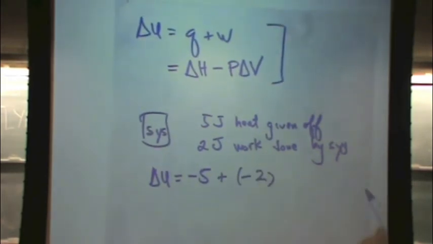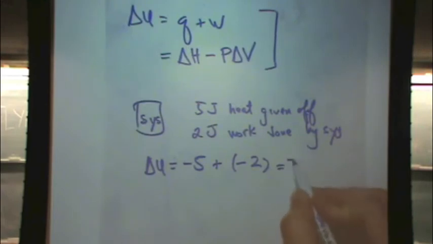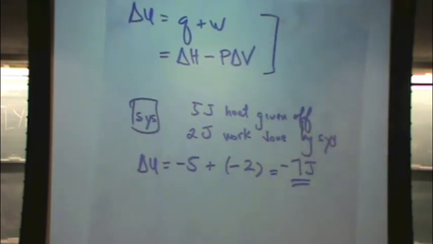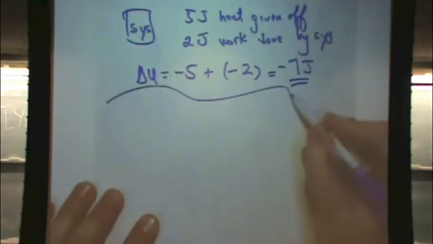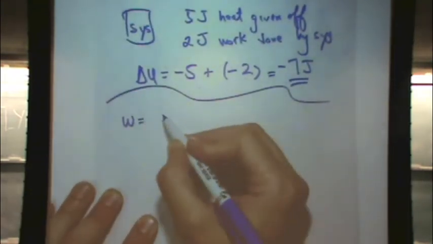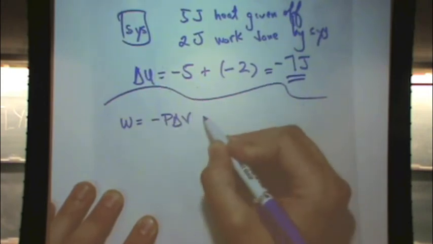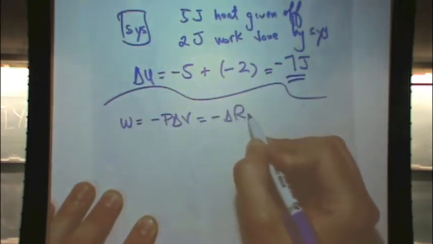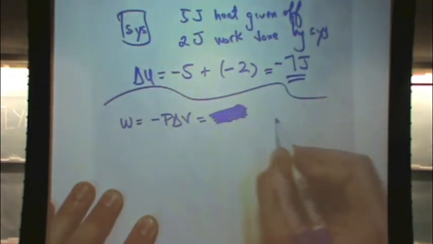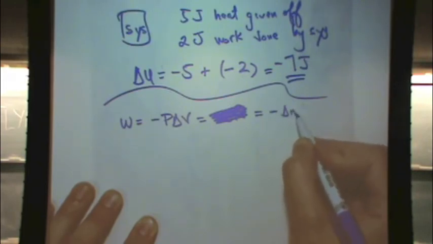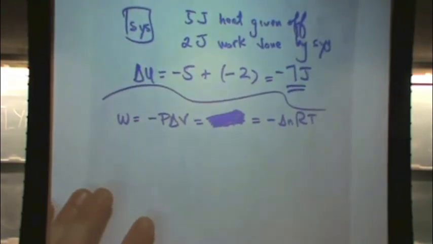Work done by the system, that's a negative, so negative 7 joules is your answer. So that would simply be that. That's one kind of work problem. Another kind of work problem is just solving for work using one of two formulas, either this one or this one. Negative delta N RT, okay?